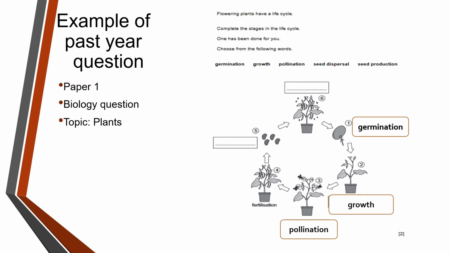And fertilization has been done, followed by this is seed production. Now after that, the last one is seed dispersal. So, another question on biology, paper 1 type of questions.